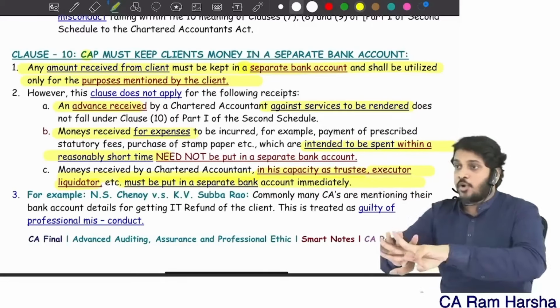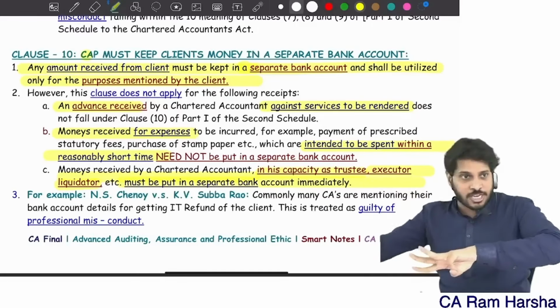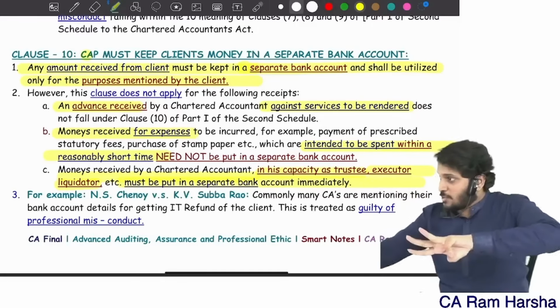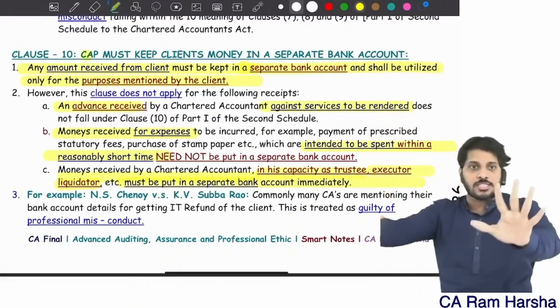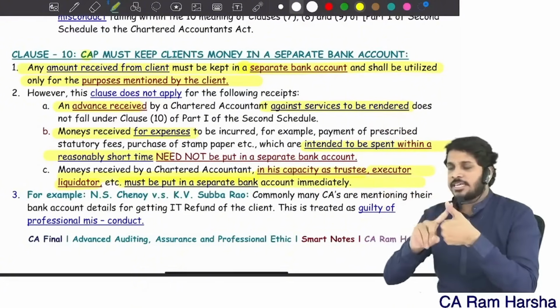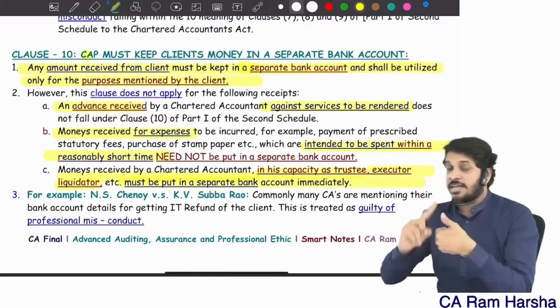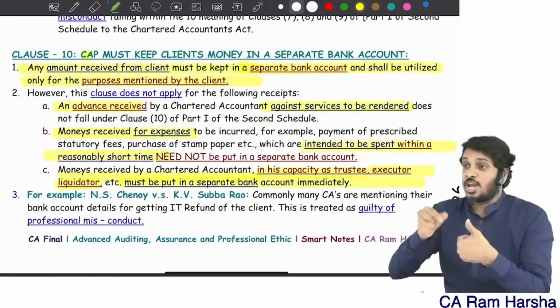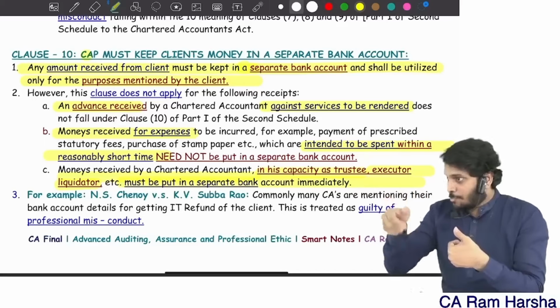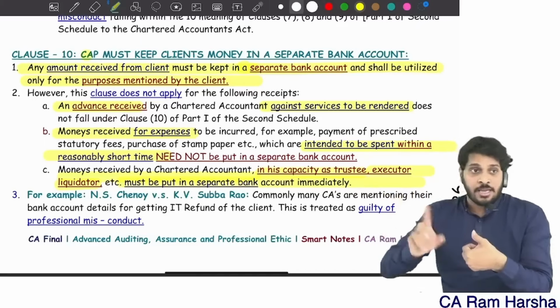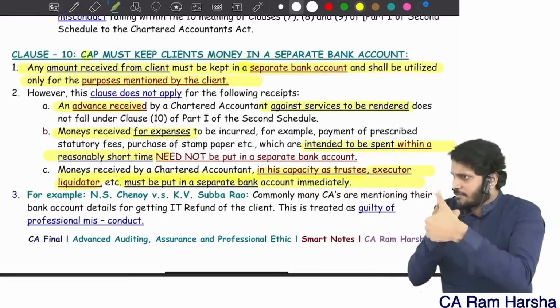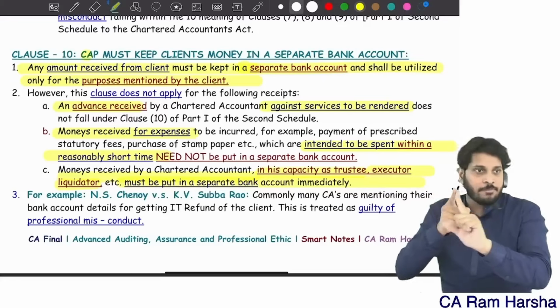Part 2, employee is not permitted to share profits. Employee is not permitted to accept kickbacks. Now 12 clauses in part number 1. Clause number 1, a CA in practice is deemed to be guilty of professional misconduct if he allows another person to practice in his name. That member should be a member of the institute and a partner of the firm, then not guilty.